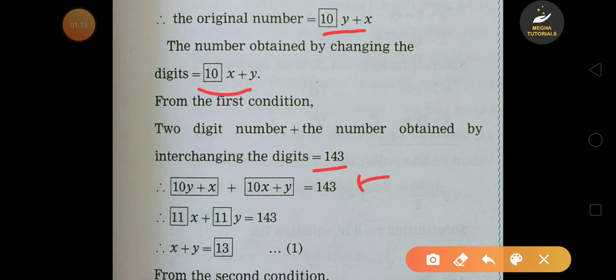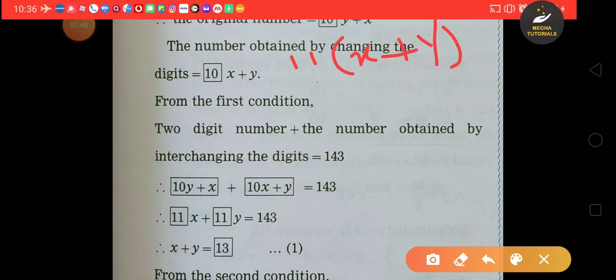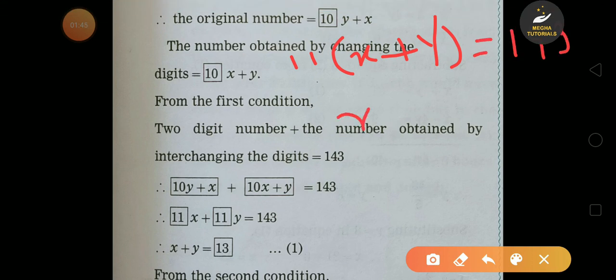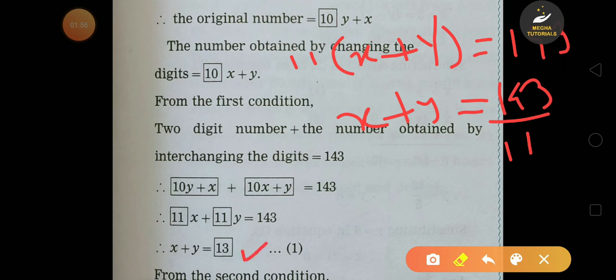So we'll write this step: 10y plus x plus 10x plus y is equal to 143. Then x plus 10x is 11x and 10y plus y is 11y, is equal to 143. Then we will take 11 common and we can write 11 in bracket x plus y is equal to 143. So after that you can write x plus y is equal to 143 upon 11. So 143 upon 11 is equal to 13. Therefore we get equation 1 as x plus y is equal to 13.